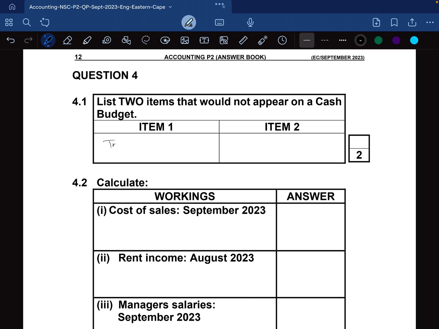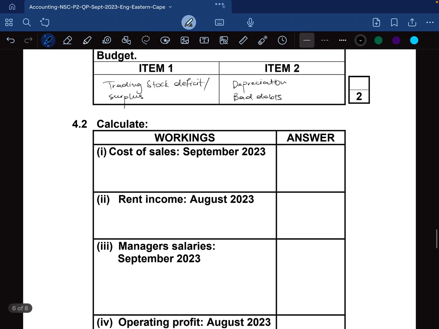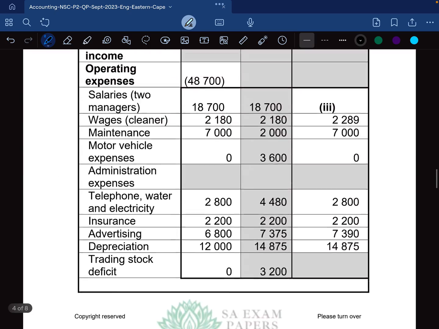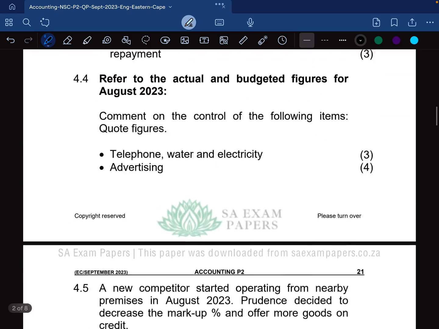So in that way, we are then going to record the two items here. We are going to say trading stock deficit or surplus. Then here you would have depreciation. You could also say bad debts, but don't write more than the two that are required. Just write two.